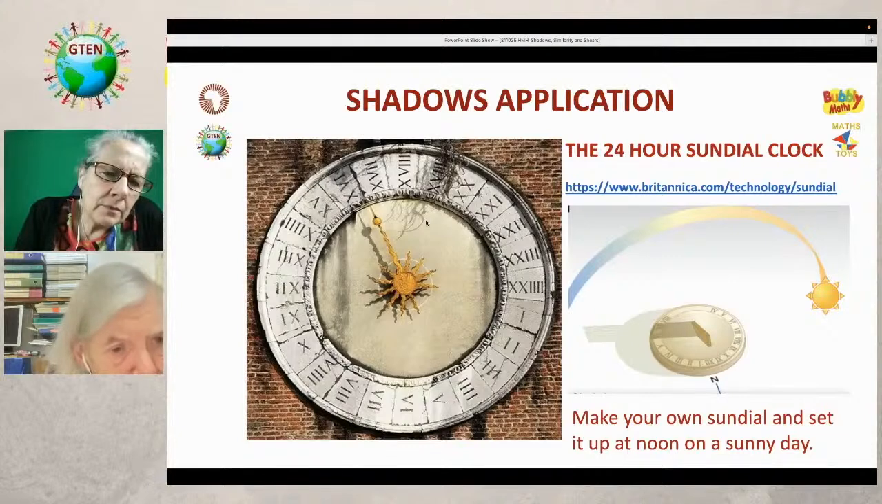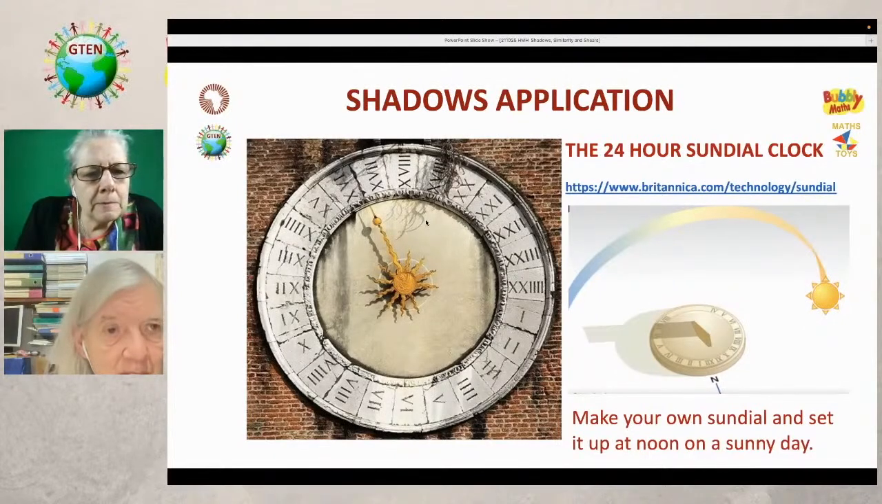Now you see, as I said, it doesn't have VV, but it does have XV. So that's 15. And then it goes round to XX.